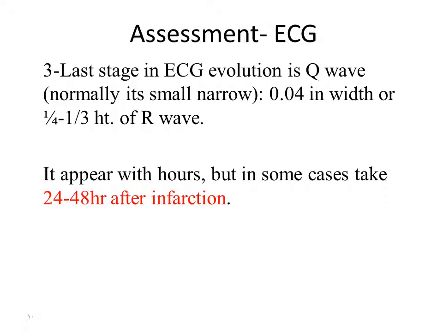Last stage on the ECG is the presence of the Q wave, which is the pathologic Q wave in which the Q wave is 1/4 to 1/3 the height of the R wave. وهذه عادة تظهر بعد 24 إلى 48 ساعة and stay lifelong which is permanent، لأنه necrotic tissues حكينا في الأم آي ما بتروح ما بتختفي.